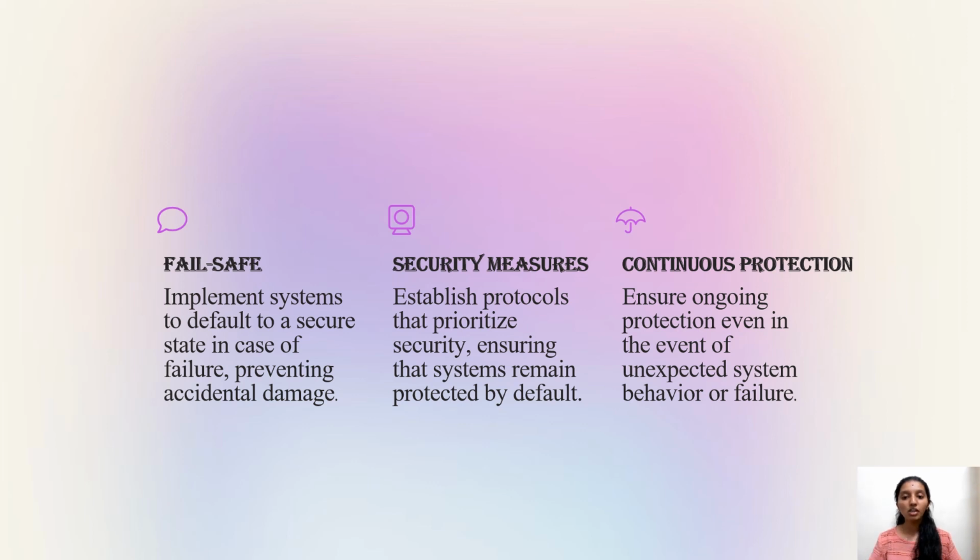Fail-safe, security measures, and continuous protection. These are the topics with which we close, before the conclusion. Fail-safe is implementing systems to default to a secure state in case of failure, preventing accidental damage. Security measures is establishing protocols that prioritize security, ensuring that systems remain protected by default. Continuous protection is ensuring ongoing protection even in the event of unexpected system behavior or failure.